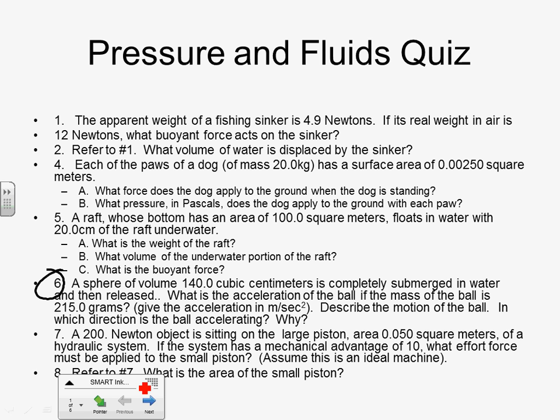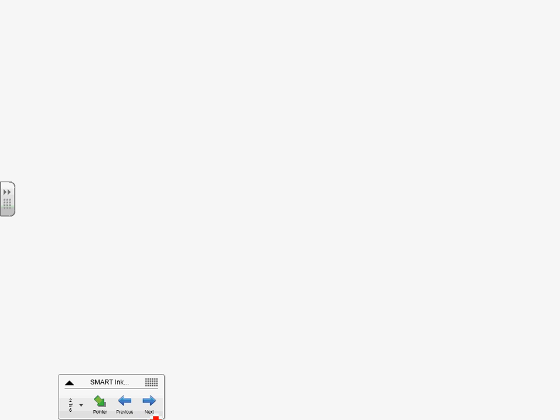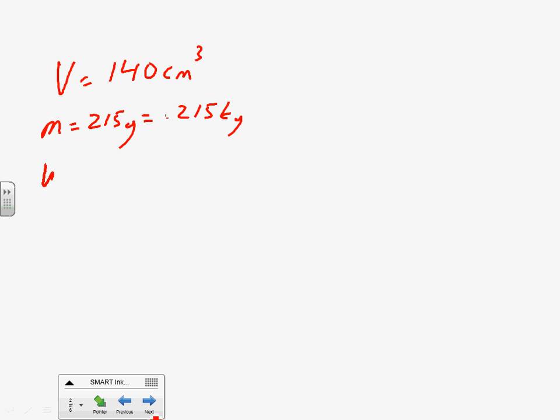So again, let's go to a clear slide and talk about what we know. We know the volume of the sphere, 140 centimeters cubed. We know the mass of the sphere, 215 grams. I'm going to go ahead and change that into kilograms. And I'm going to go ahead and multiply that by 9.8 to get the weight. So the weight of this thing is 2.11 newtons.